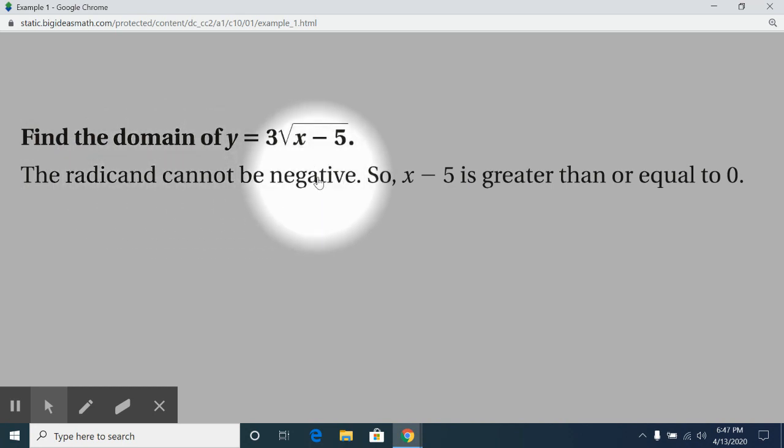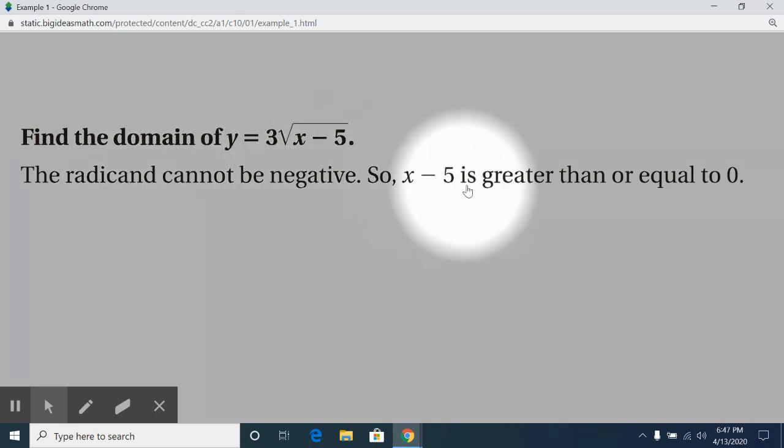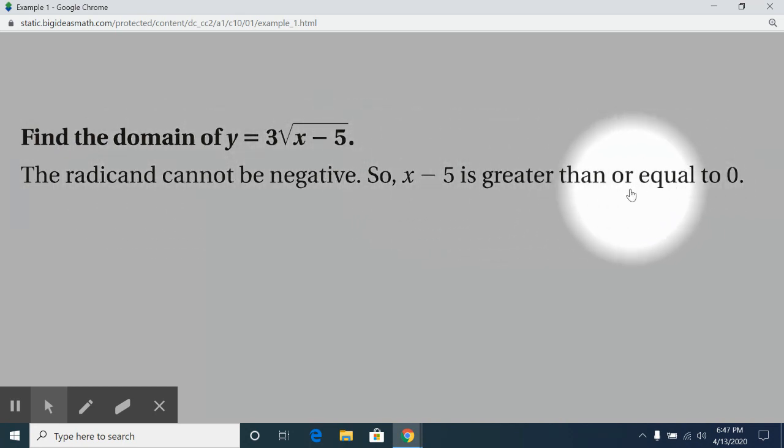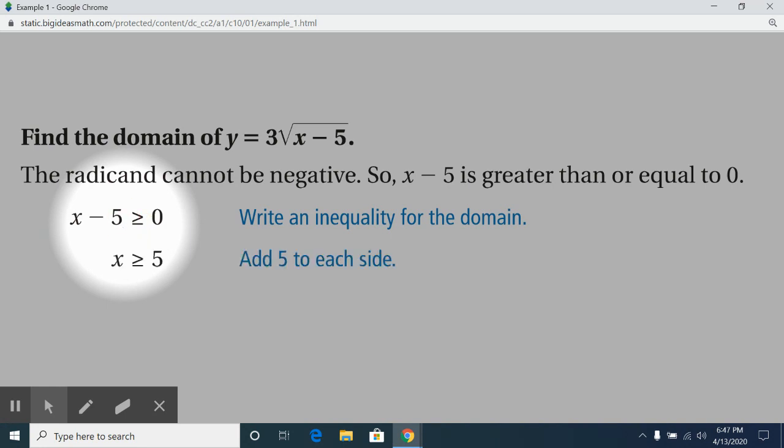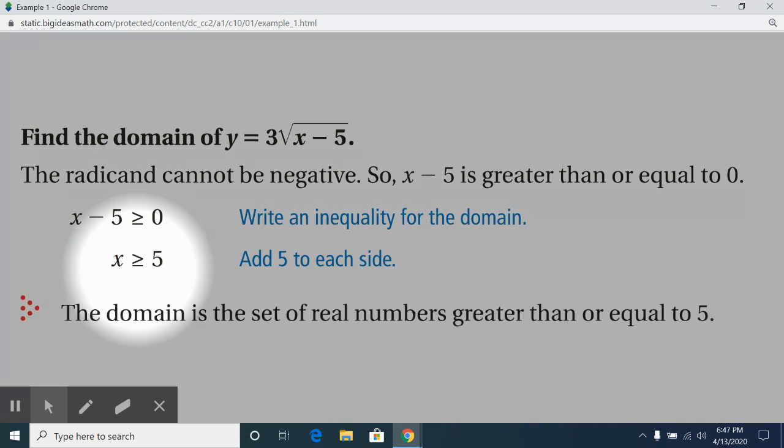Let's read this. It says the radicand cannot be negative, so x minus 5 has to be greater than or equal to 0. We're going to write that out with an inequality, and solve the inequality for x by adding 5 to both sides. So what we just found, guys, is our domain. The domain is the set of real numbers greater than or equal to 5.